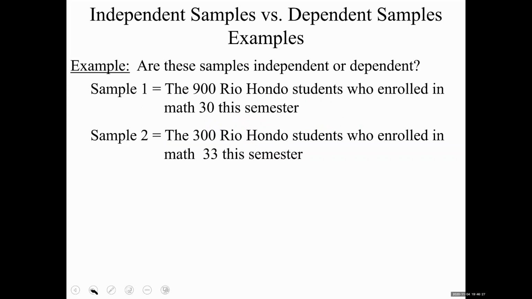Okay, let's go to the next one. Sample 1 is the 900 Rio Hondo students who enrolled in Math 30 this semester, and sample 2 is the 300 Rio Hondo students who enrolled in Math 33 this semester. Are these samples independent or dependent? Independent. Someone might argue with me and say they're dependent, and I'll say, well, for this class, here's our rule, just for this class: if the sample sizes are different, they're automatically independent. They definitely don't match up because we have different sample sizes. So these are independent samples.